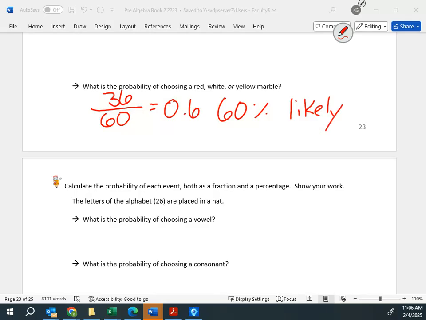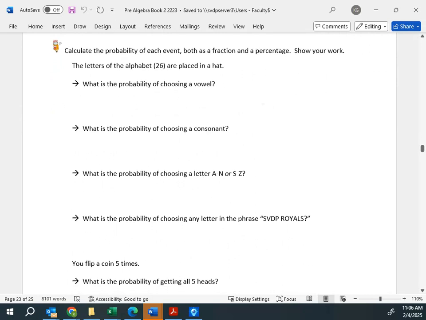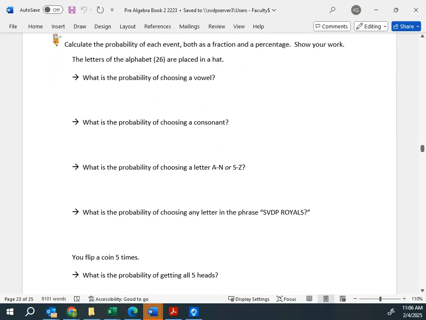Now, our second page, we have to think about what we are being asked. This first page is a little bit easier, just working with our marbles. We're going to do the same thing, writing a fraction, turning it into a percentage, showing our work. On the second page, it doesn't say that you have to put likely or unlikely, but you can. Don't get me wrong. You can think to yourself, is this likely or unlikely? You do have to write your fraction, put it as a decimal, and then tell me the percentage. That is showing your work.